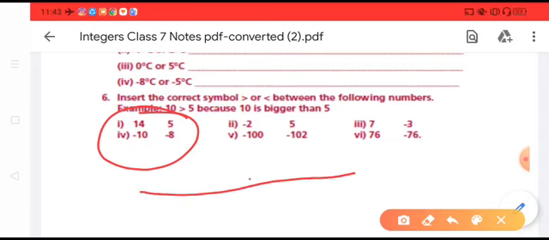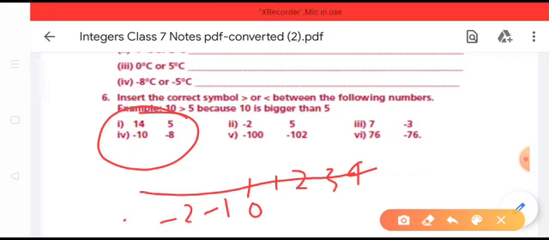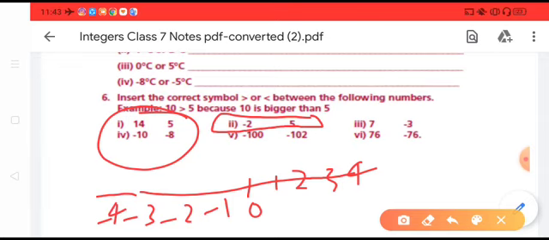This is the number line. This is 0, 1, 2, 3, 4, minus 1, minus 2, minus 3, minus 4. This is the number line. So I take the second question, minus 2 or 5. So you know that minus 2 is here and 5 is here.